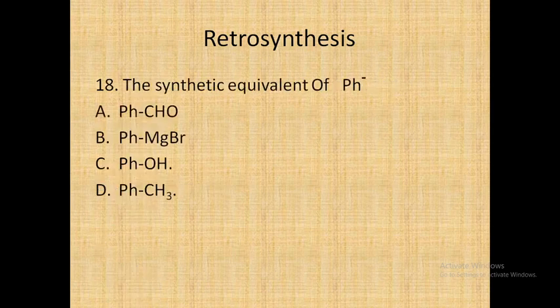Let's go for the next. The synthetic equivalent of Ph minus. So a phenyl ring having a negative charge. So generally one of the phenyl carbons has the negative charge. So how can we get that negative charge on phenyl? Obviously four options are given there: PhCHO, PhMgBr, phenol, and PhCH3, that's toluene. So what will be the correct answer?